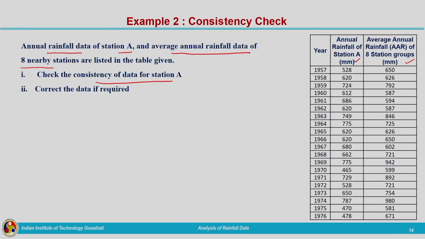Or for doing the correction, you can go for finding the correction factor by means of the double mass curve. Here I am not doing the mass curve approach because I have already checked and I know it has some errors. So, we will solve the problem by using the double mass curve.